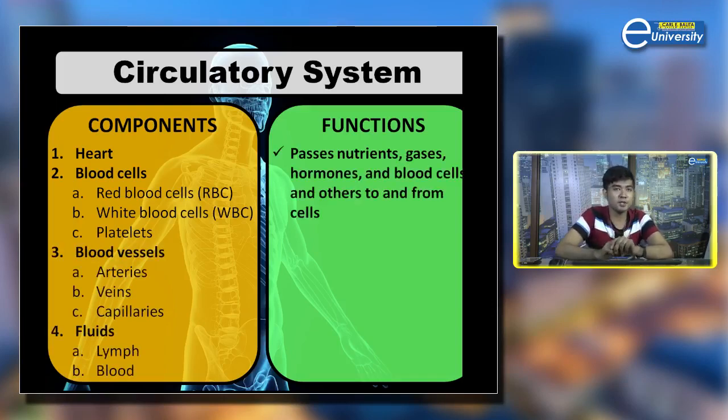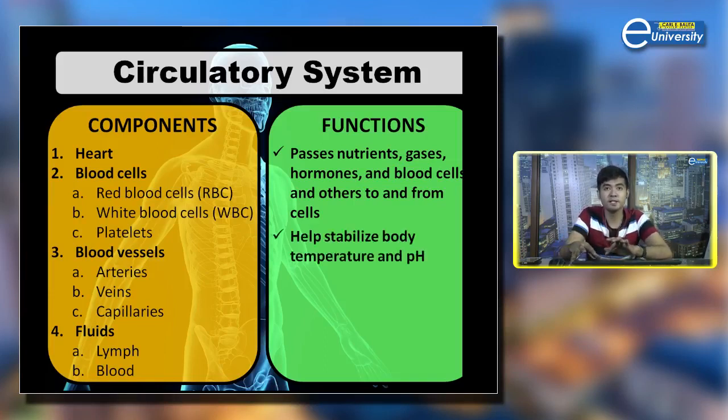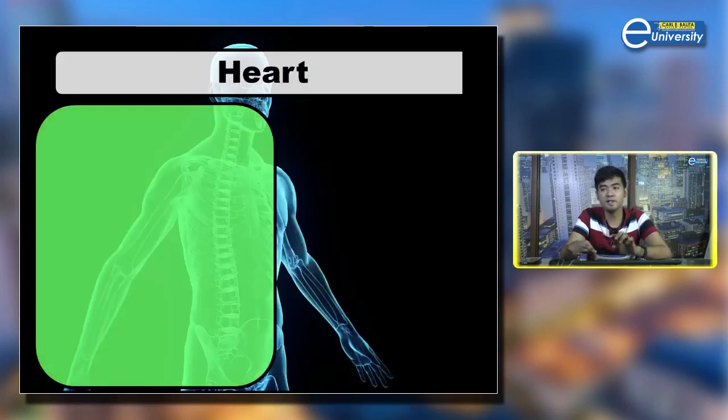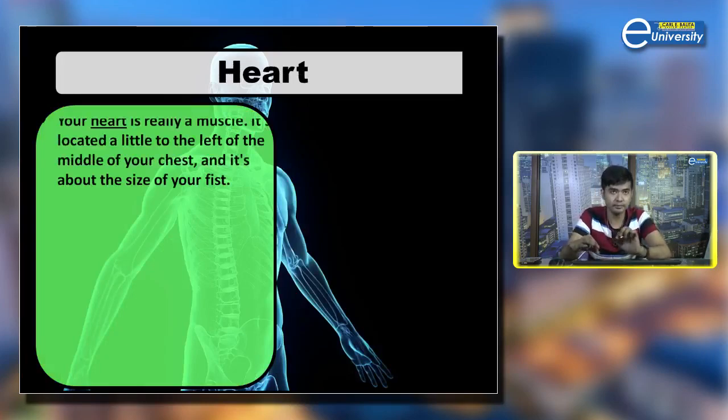So what are the functions of the circulatory system? The functions of the circulatory system are it passes nutrients, gases, hormones, blood cells and others to and from the cells. So it helps stabilize body temperature and pH level. So let's start with the main organ of the circulatory system. And of course, that is the heart.